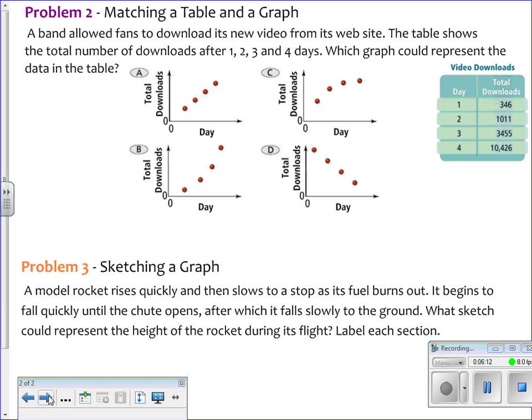So, problem number 2, matching the table to a graph. A band allowed fans to download its new video from its website. The table shows the number of downloads after 1, 2, 3, and 4 days. Which graph could represent the data in the table? Well, a couple of clues. First of all, these numbers are all getting larger, so it's not going to be D, because those numbers are all going down.